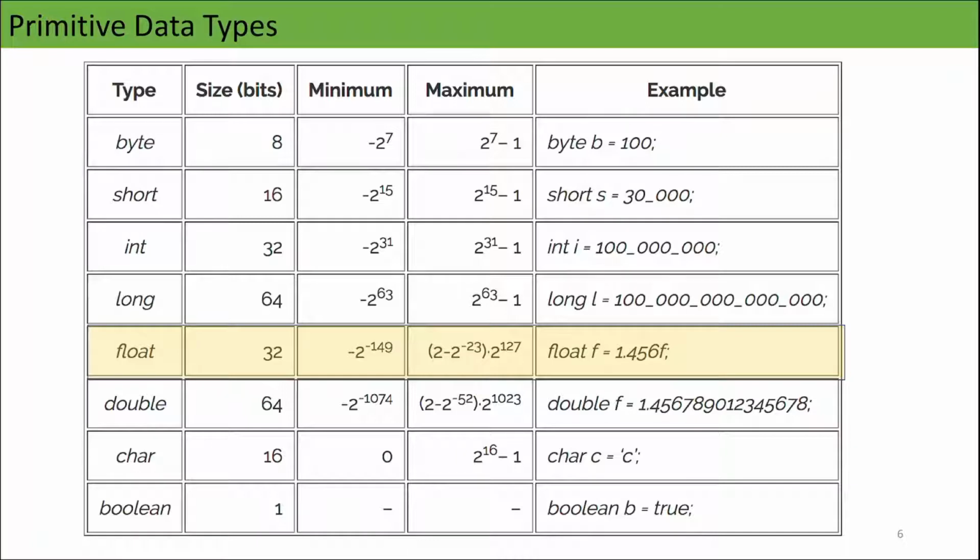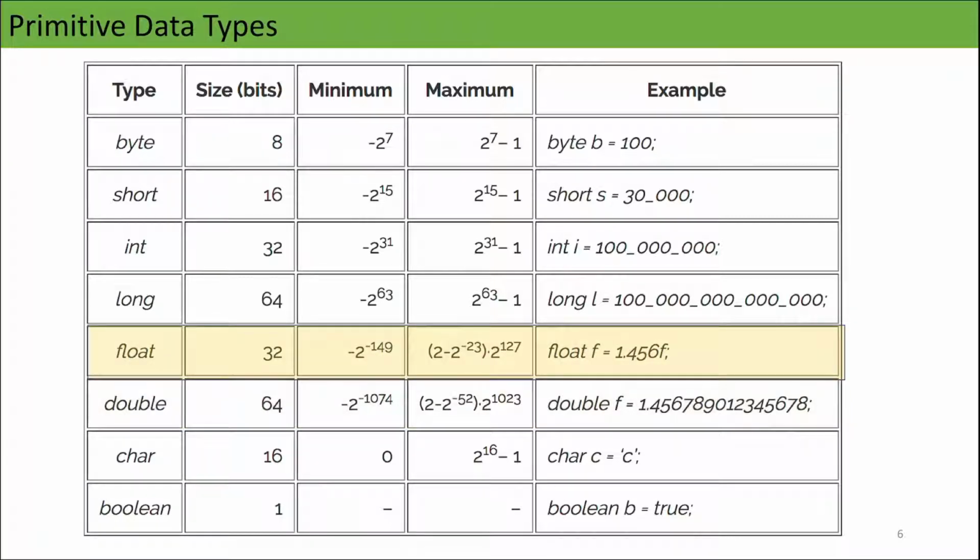One is float, which can store 32 bits, and it can store decimal points up to 7 decimal digits. And we have double, which can store bigger than the float, twice the float, 64 bits, and it can store decimal points up to 15 or 16 digits.